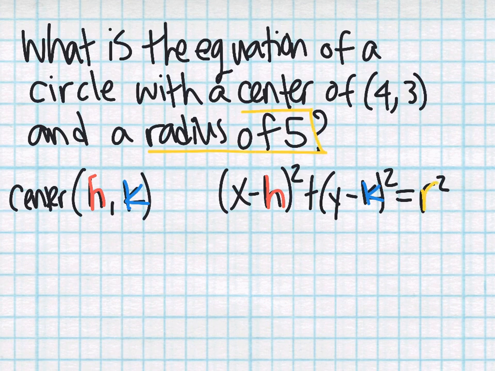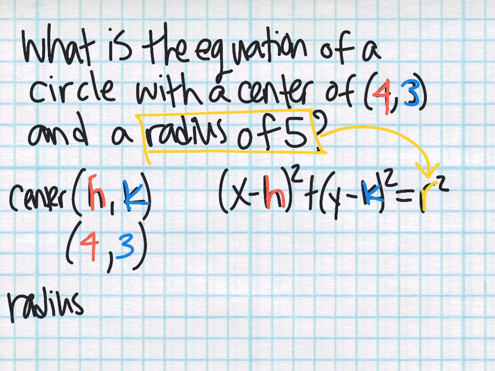So radius of 5, I know that's going to be my r. And then my h and k are going to come from my center point. So I know my center point is (4, 3). I know my radius is 5, so I've got these numbers to plug in.